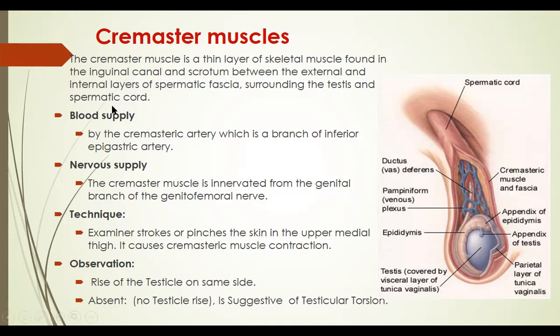Okay. Coming to the blood supply, it is by the cremasteric artery, which is a branch of the inferior epigastric artery. The nerve supply: the cremaster muscle is innervated by the genital branch of the genitofemoral nerve. This is very important. Just remember because later clinically it is important. The genital branch of the genitofemoral nerve is innervating this muscle.